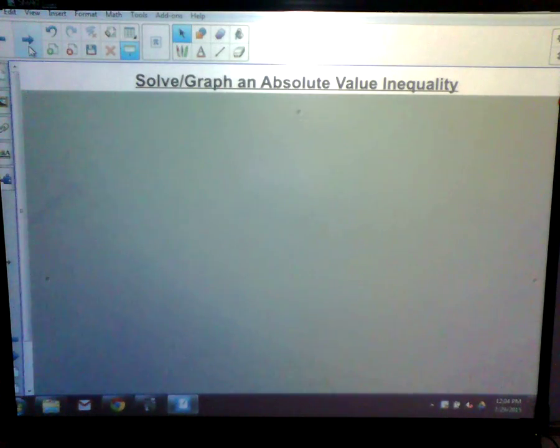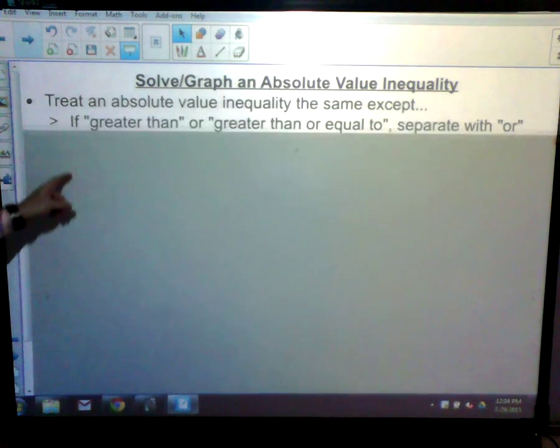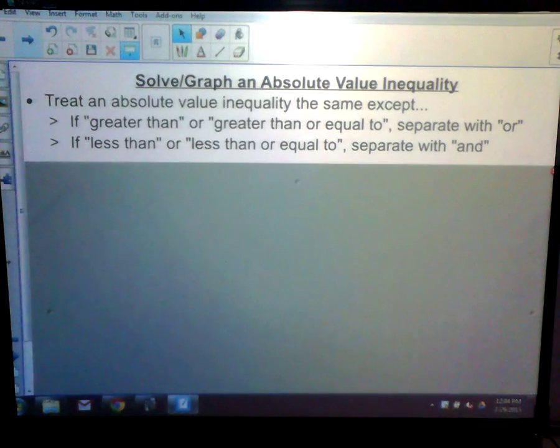How do we solve or graph an absolute value inequality, less thans or greater thans? Treat an absolute value inequality the same as an equation, except if it's greater than or equal to, we separate with or, just like we did with the equation. If it's less than or equal to, we separate with and.